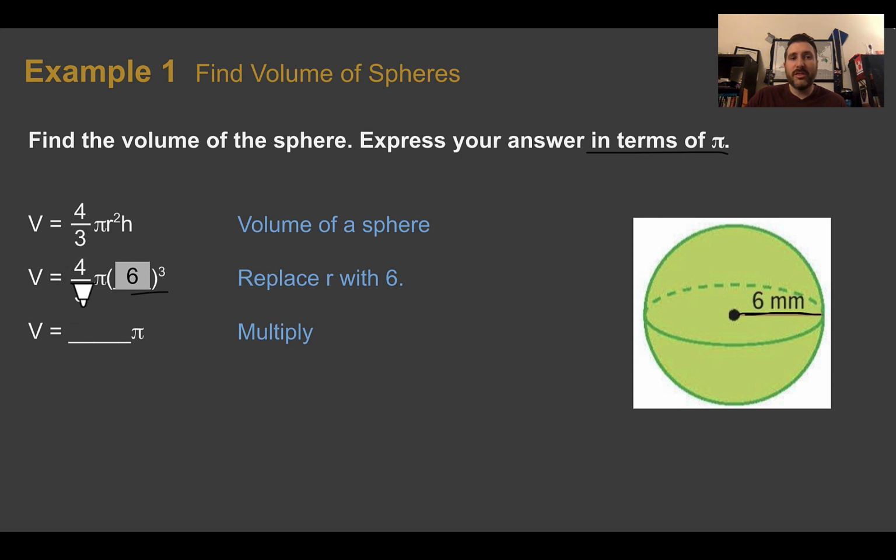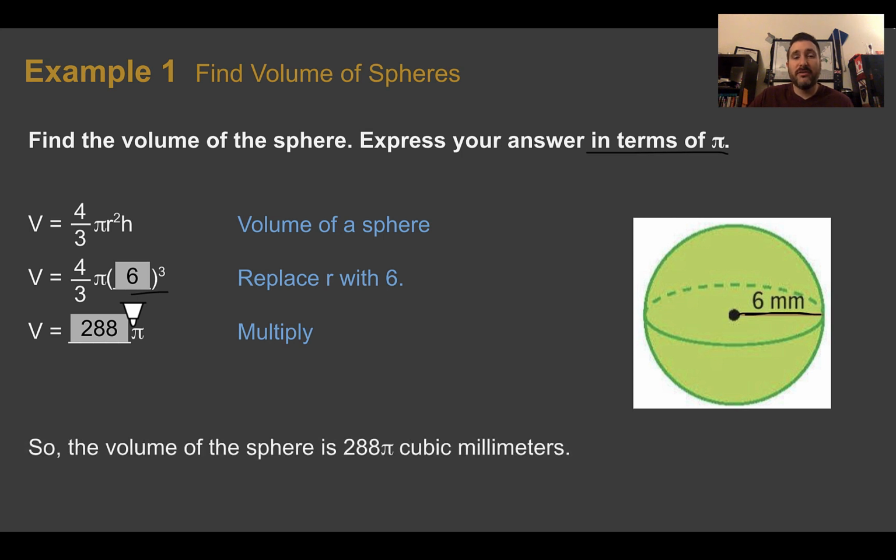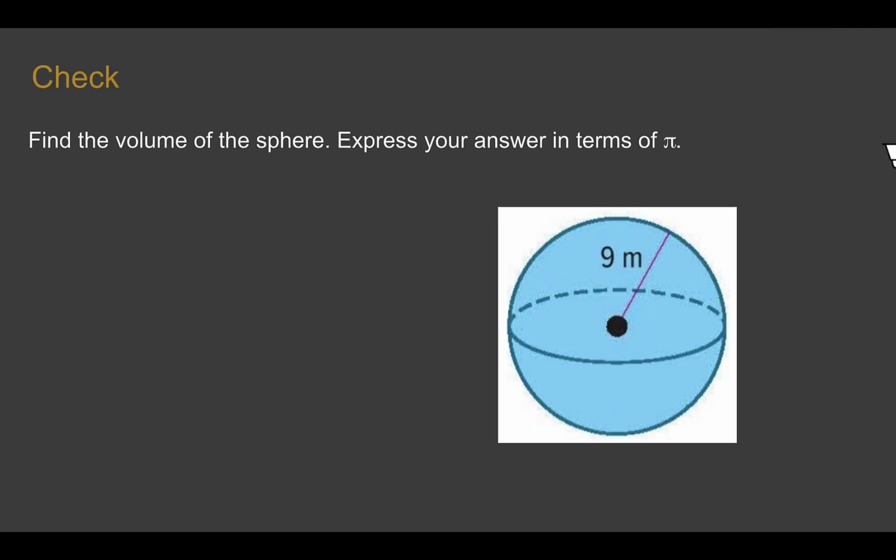And then for this 4/3, it's the same as if you were to multiply by 4 and then divide by 3. So multiplying by 4 and dividing by 3, we end up with 288. And we can leave that pi symbol there because it wants it in terms of pi. So the volume of this sphere would be 288 pi cubic millimeters. Check your understanding. Find the volume of the sphere. Express your answer in terms of pi. Pause the video now and complete the check.